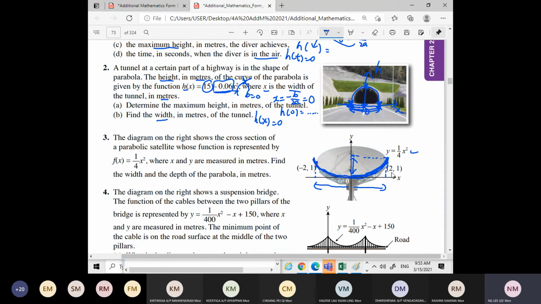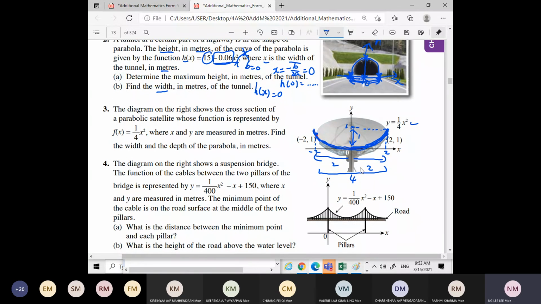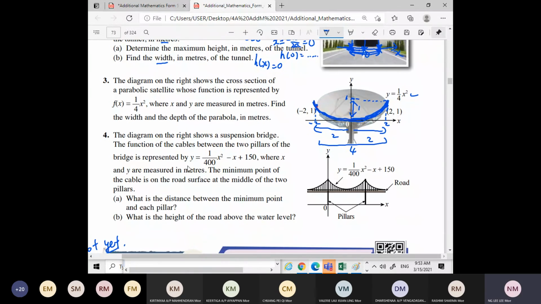Because here is 2, here is negative 2, same like just now the width. So here is 2, then from 0 to negative 2 is another 2, therefore altogether is 4. So this is the width. Then the depth is here. Here is 2, here is 1, therefore the depth is 1. That's all for question number 3. Now we go to question number 4. We still have 7 more minutes.